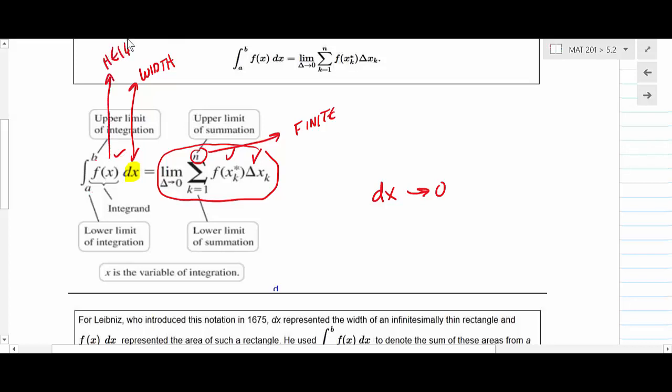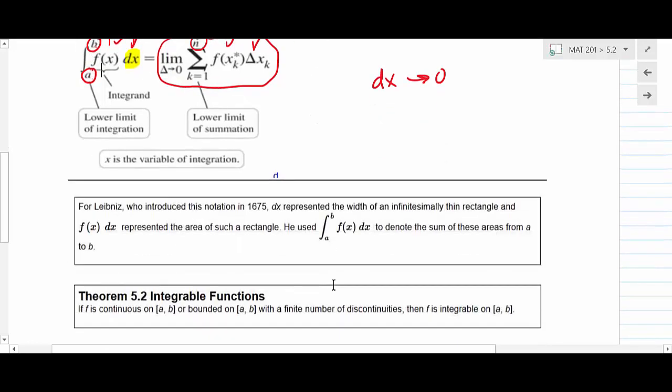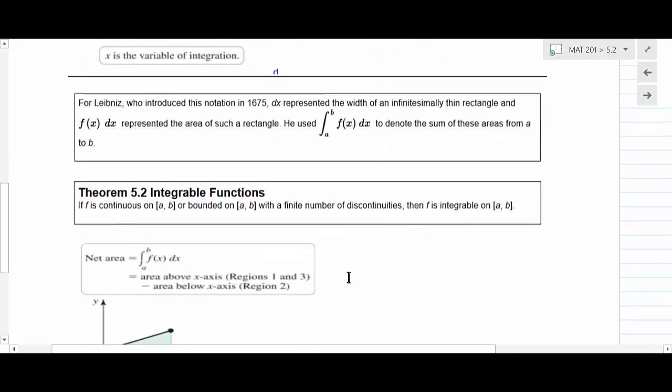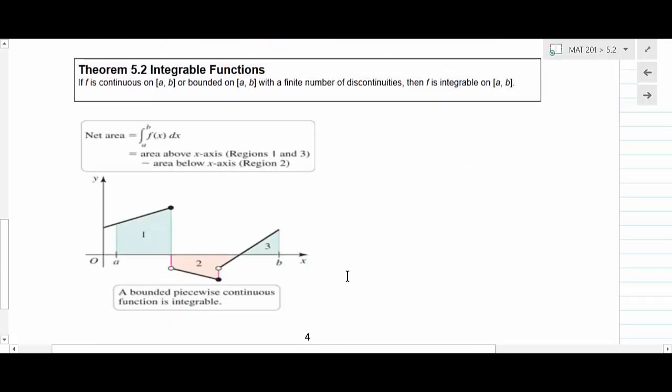And then what you're doing here is the interval that you're interested in, from a to b, whatever. And some terminology: we call these the limits of integration. All right, so let's look a little bit down here. I want to look at some more specific things.